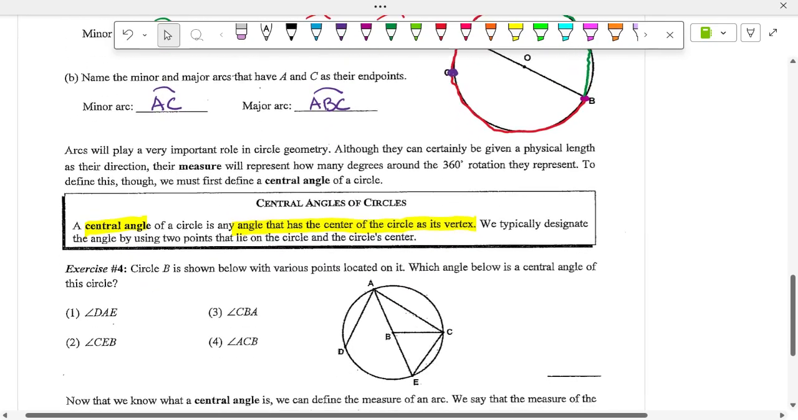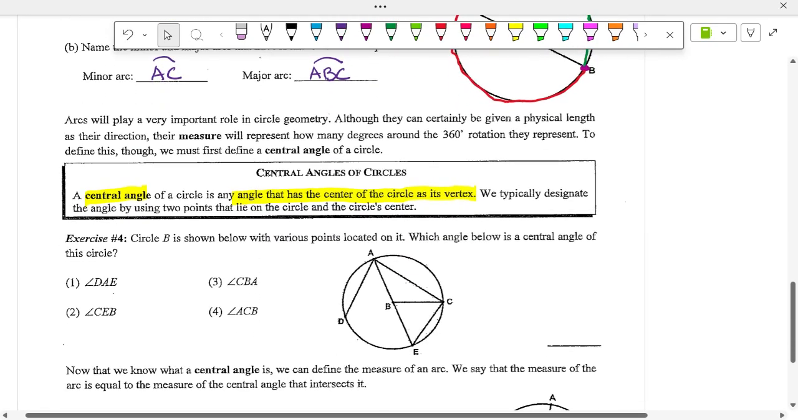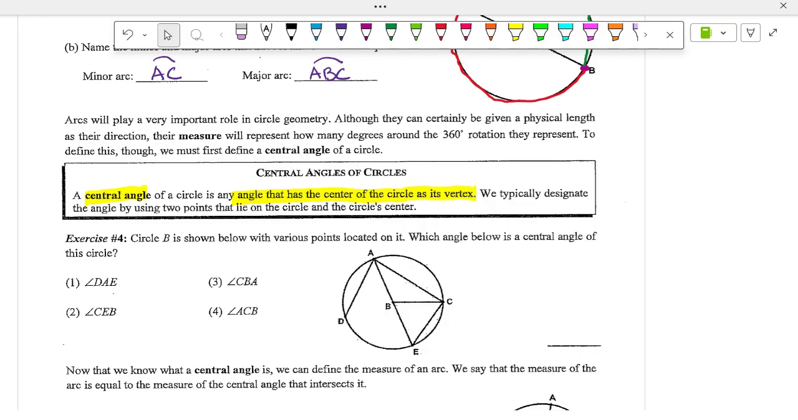All right. Lastly, central angle. So remember, a central angle is where its vertex is drawn at the center. And what other key feature is true about a central angle? What's true about the measure of a central angle? It's congruent to the intercepted arc. So circle B is shown with various points located on it. They want to know which angle below is a central angle. So let's just go through them all.